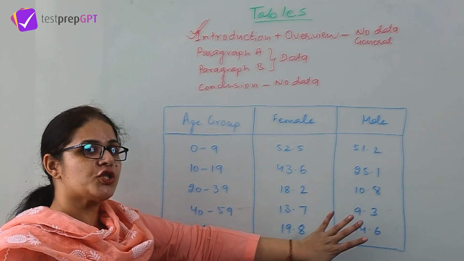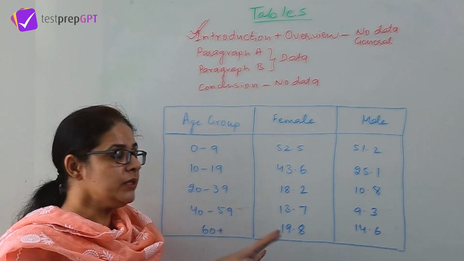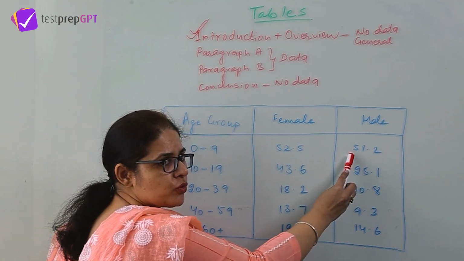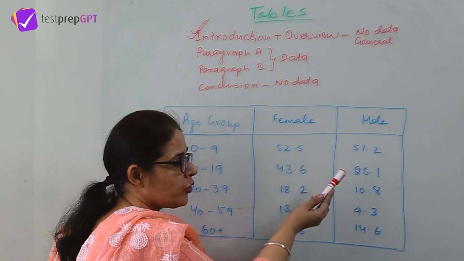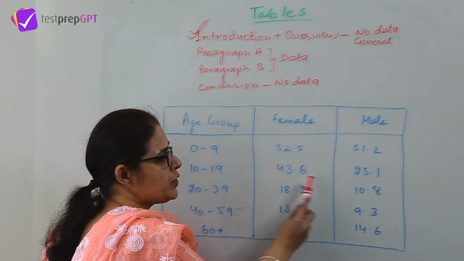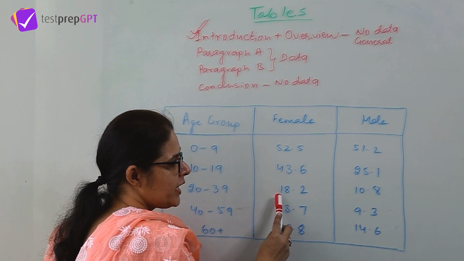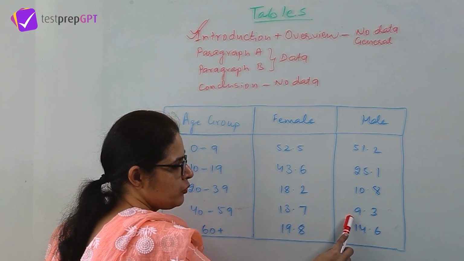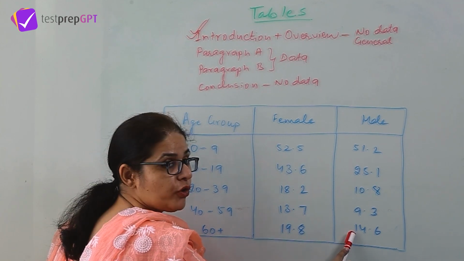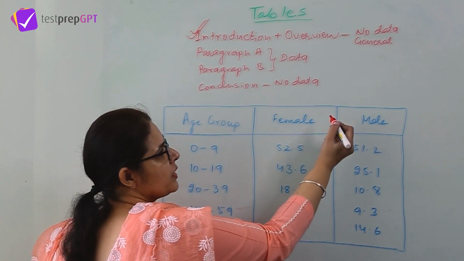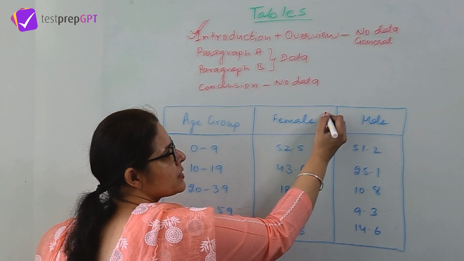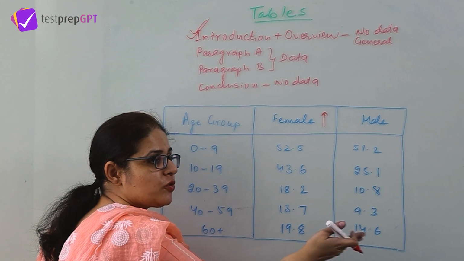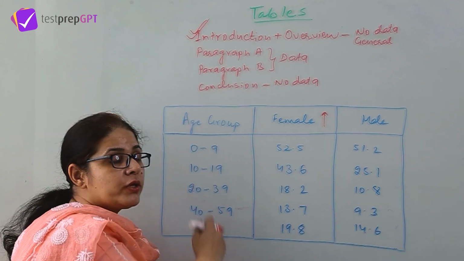If you look at the percentages separately for males and females, 52.5 is more than 51.2, or almost equal, but still it is on the higher side. 43.6 is more than 25.1. 18.2 is more than 10.8. 13.7 is more than 9.3. 19.8 is more than 14.6. So what does this mean? This means that always the percentage of females is higher than the percentage of males who rode a bicycle in 2019 for all the age groups.